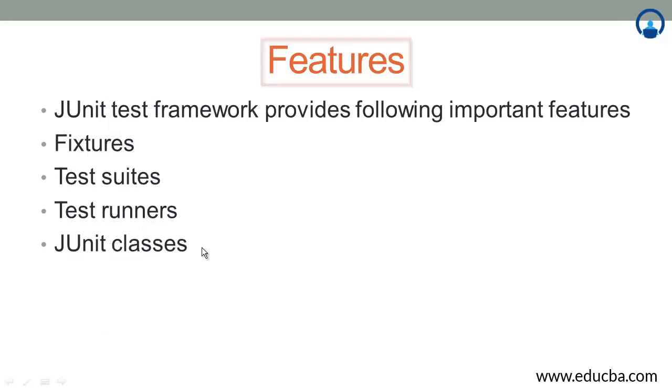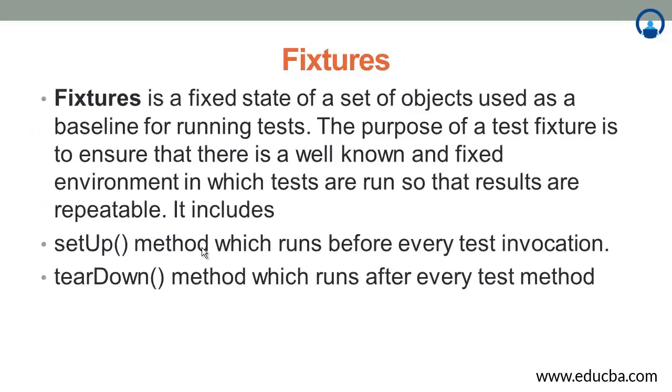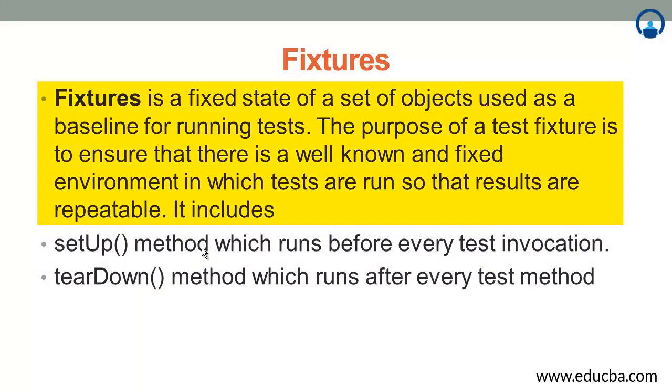Now, the features of JUnit. The important features are fixtures, test suites, test runners, and JUnit classes. First of all, we have fixtures. A fixture is a fixed state of a set of objects used as a baseline for running test cases. The purpose of a test fixture is to ensure that there is a well-known and fixed environment in which tests are run, so that the results are repeatable.